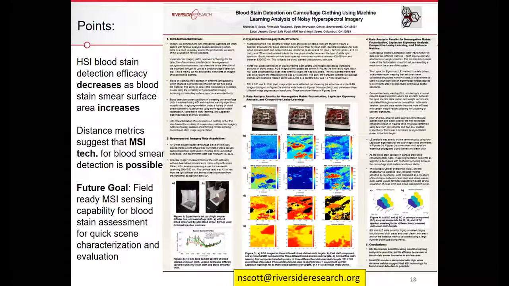Again, machine learning isn't perfect. That's another thing I wanted to let people know: these algorithms that we use, I work in the machine learning lab at Riverside Research, are powerful, but they're not perfect. There are many situations where they can pull out really interesting and important features, but they do fail sometimes. We want to show the conditions when it does well and when it fails. As it turns out, with increasing blood smear, it tends to fail.